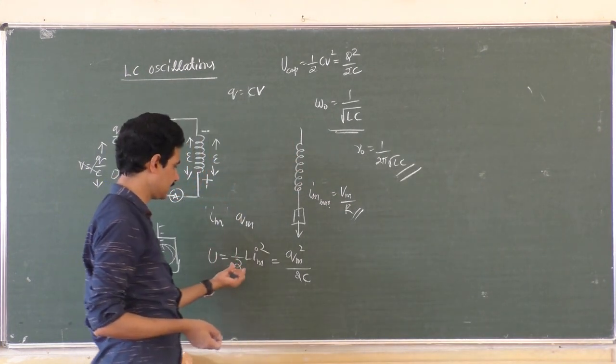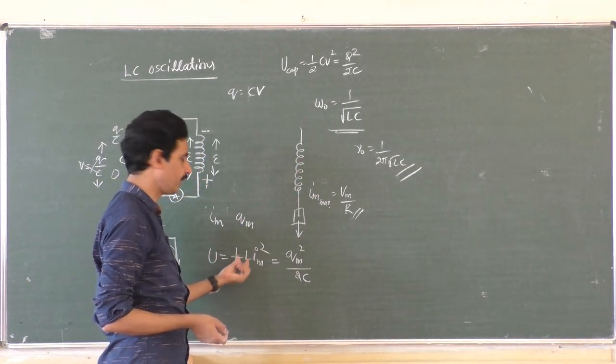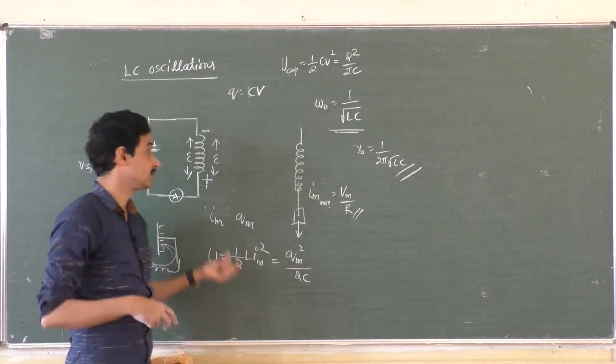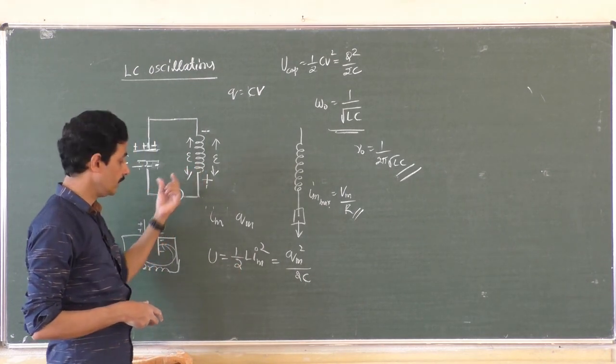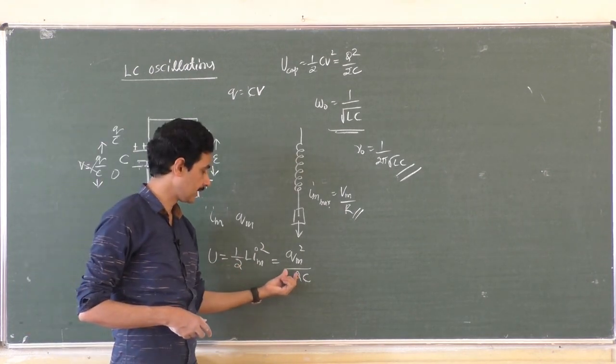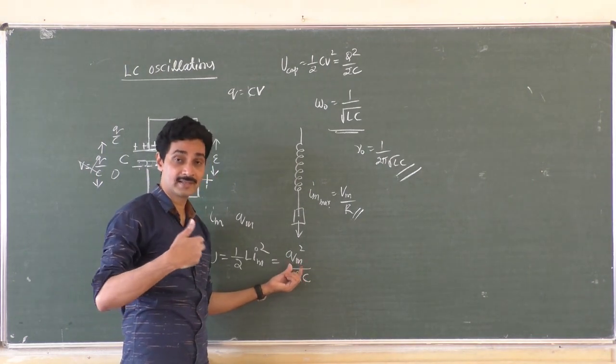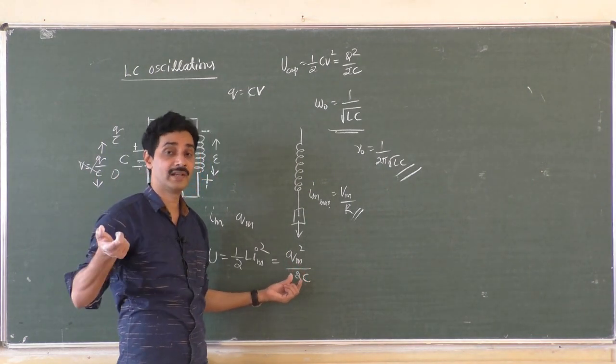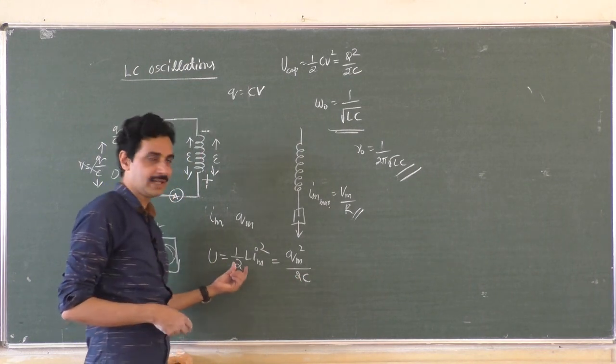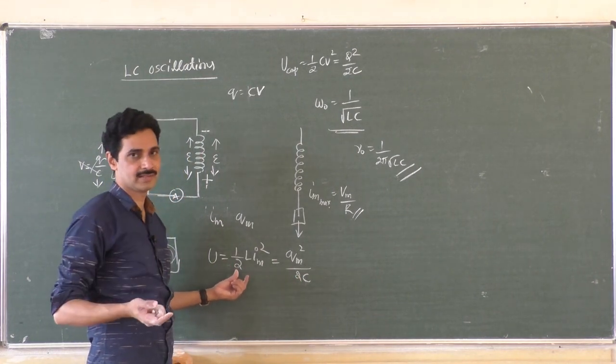Similarly, what is the full energy stored in the capacitor? Half Lim square, when no energy is stored in the inductor. What is the full energy stored in the capacitor? Qm square by 2C. The full energy stored in the capacitor is Qm square by 2C when there is no energy stored in the inductor. And half Lim square is the full energy stored in the inductor when there is no energy in the capacitor.